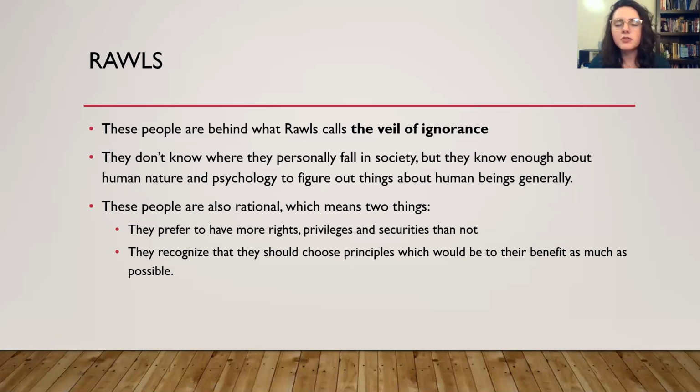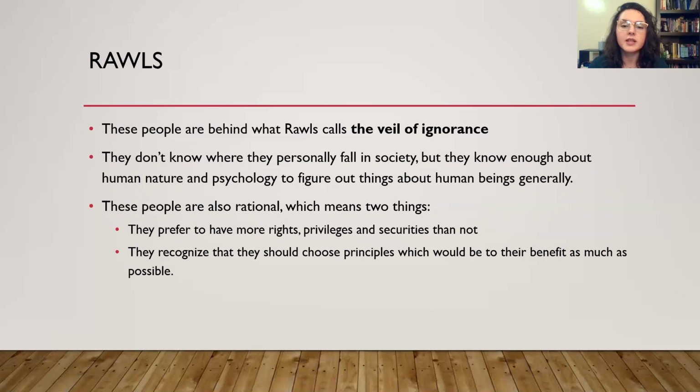First, when these people are rational, they prefer to have more rights, privileges, and securities than not. So if you were to take just people in general and talk about them as just agents in general, if you were like a rational being, what would be the kinds of things that you would choose if you were trying to construct justice in a society? So the basic principle behind people being rational is that they would prefer to have more rights, privileges, and securities than not. And that seems reasonable, right?